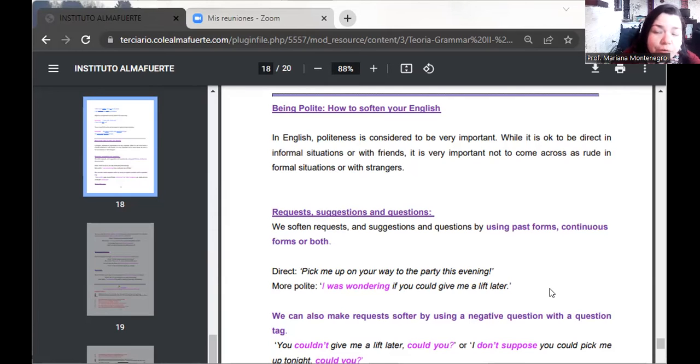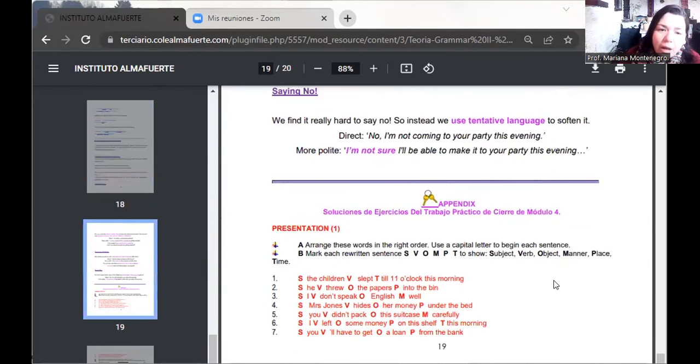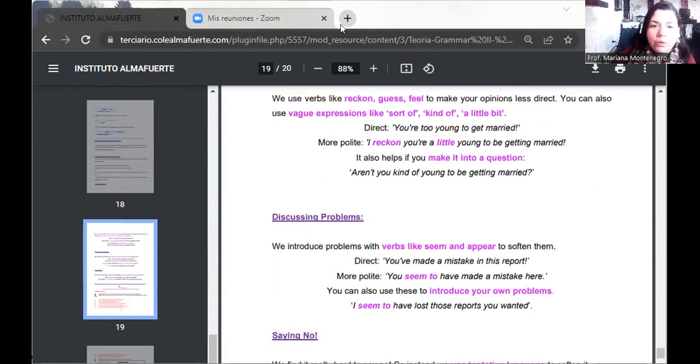But if you soften it by using past forms and saying, "I was wondering if you could give me a lift later," that would be much more polite. So you read the theory that you have here, and then please do the quiz. And well, that will be all for the task you have to do.